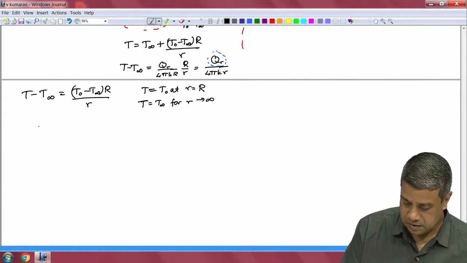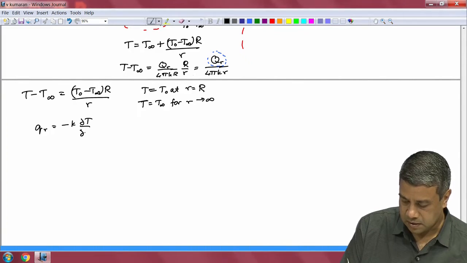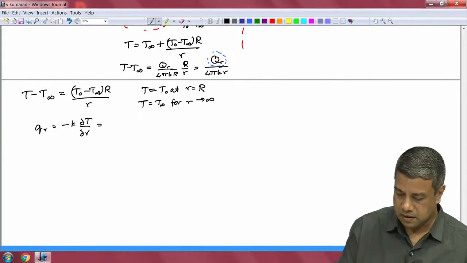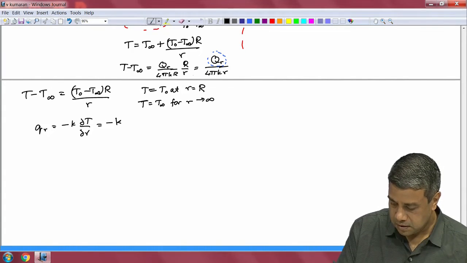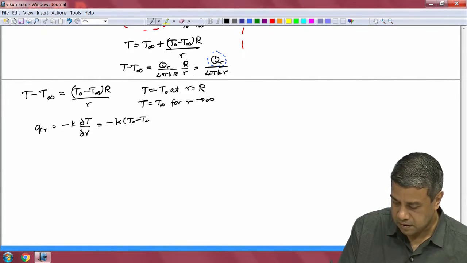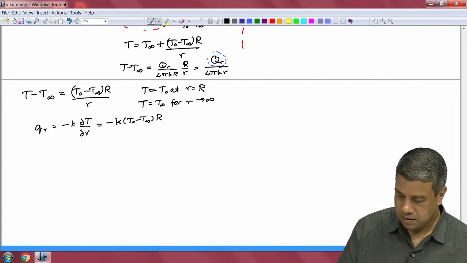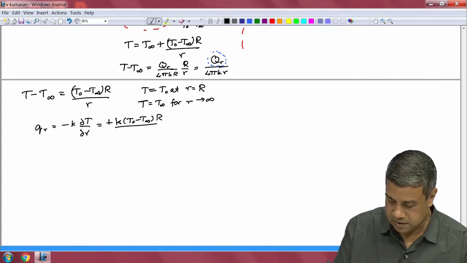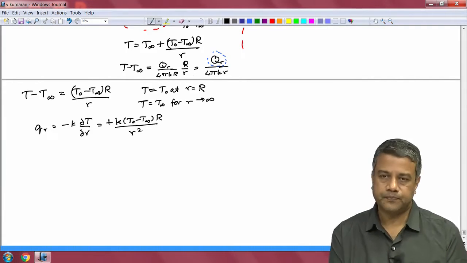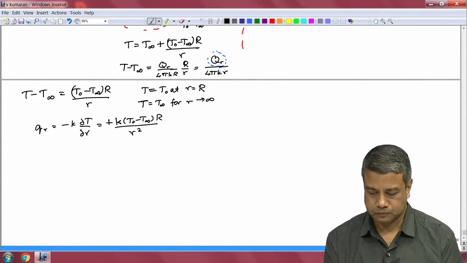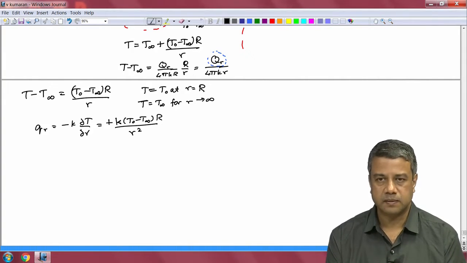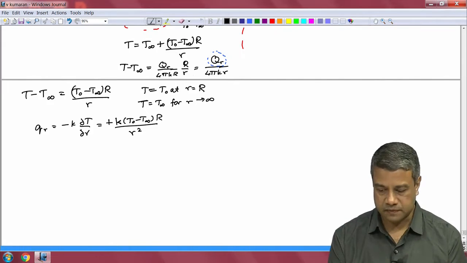The heat flux q r is equal to minus k partial T by partial r. You can easily differentiate this. So, you will get minus k into T naught minus T infinity times R. When I take the derivative of 1 over r, I will get minus 1 over r square, so this actually becomes a plus by r square. I had done it last time for you in dimensionless variables. Here I am doing it in dimensional variables. That is the only difference.